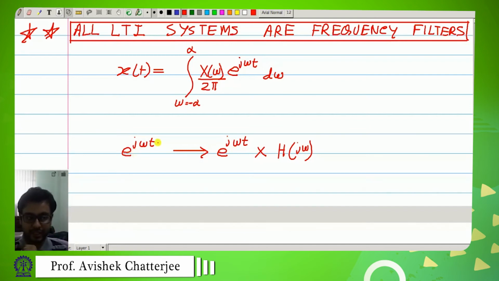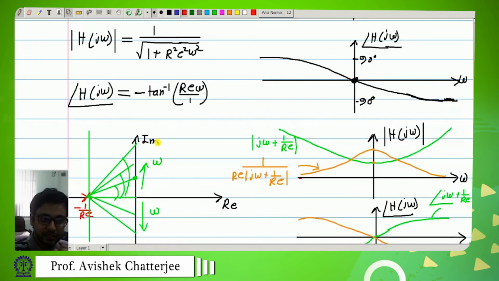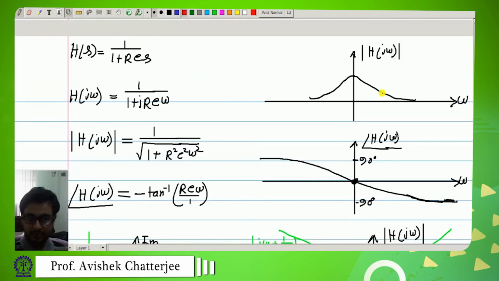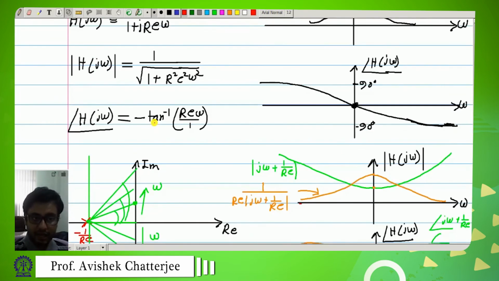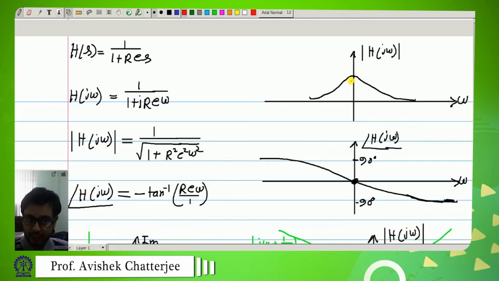For example, if you see in this system, we saw that the magnitude of H(j omega) is large for low frequency and very small, close to 0, for large frequency. So to this system, if you give input of this form, e to the power j omega t, you will get large output when frequency is small and small output when frequency is large.